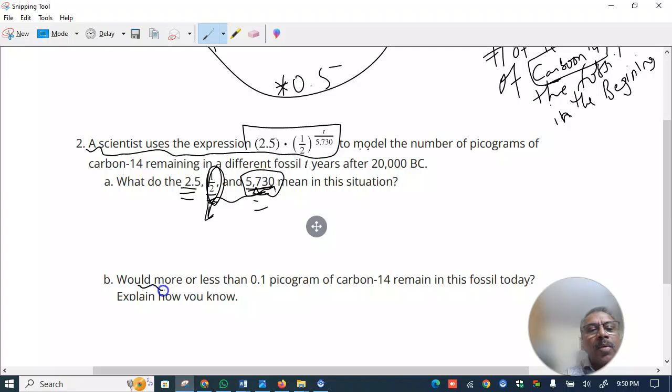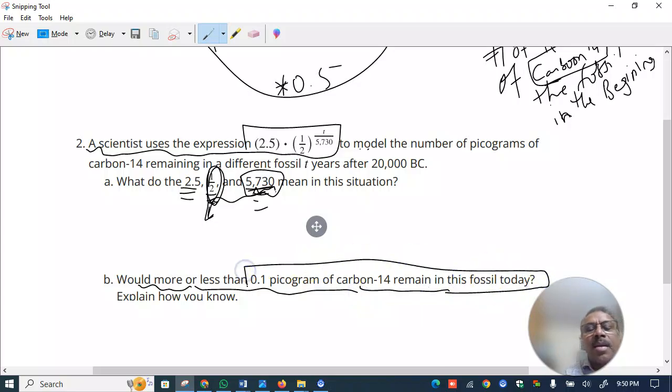The second question: would more or less than 0.1 picogram of carbon 14 remain in the fossil today? So the question is whether it is less than 0.1 picogram or more than 0.1 picogram of the carbon 14 that stays. Okay, let's see. For this, I'll just try to show the timeline.